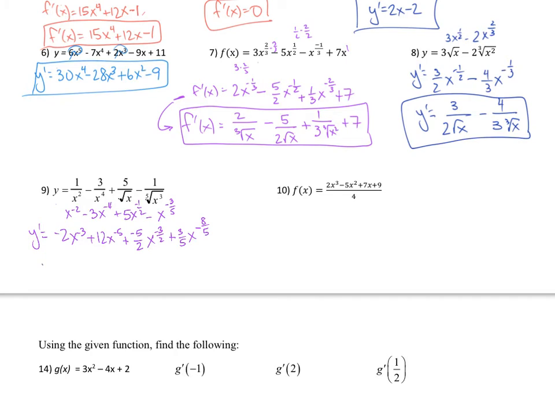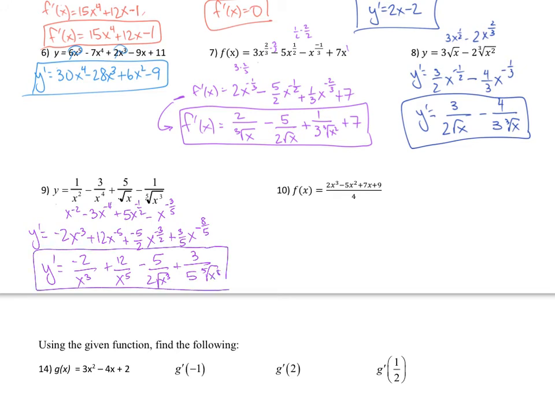Cleaning this up just a bit, we end up with y prime equaling negative 2 over x cubed plus 12 over x to the 5th minus 5 over 2 times the square root of x cubed plus 3 over 5 times the 5th root of x to the 8th. So that is the answer there.